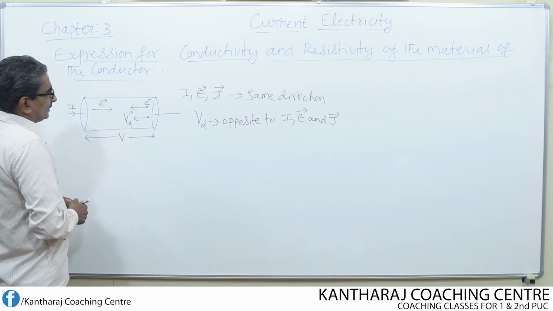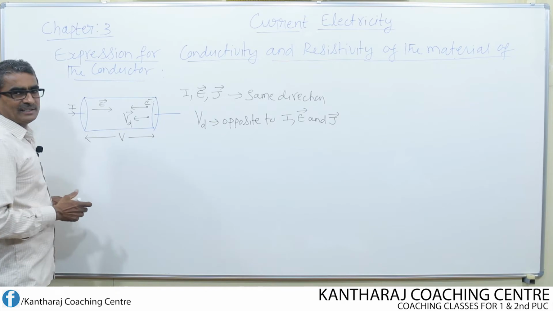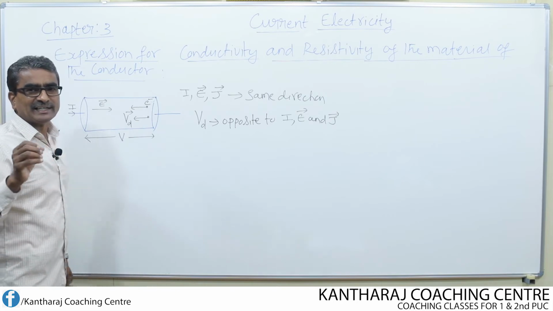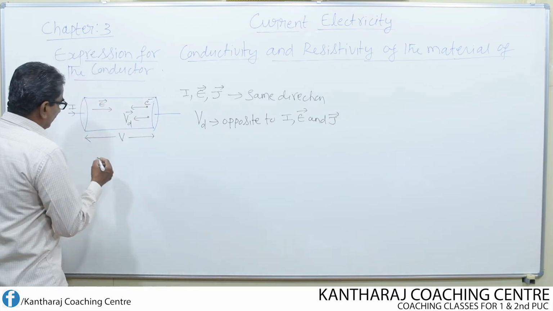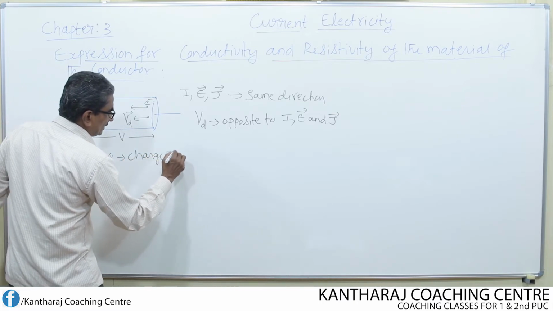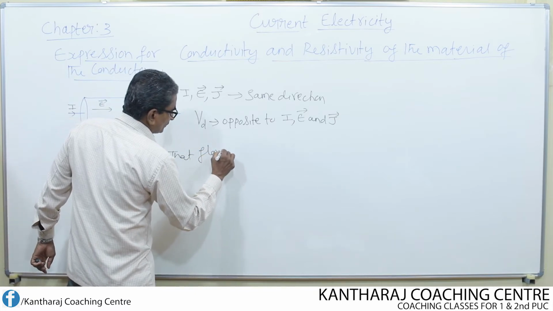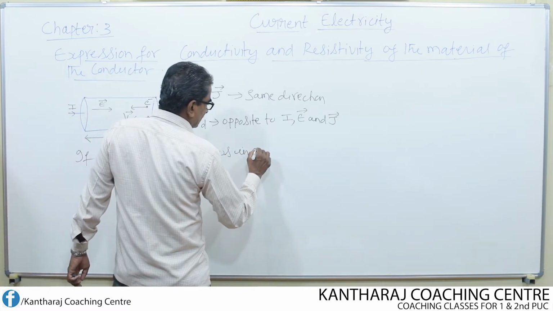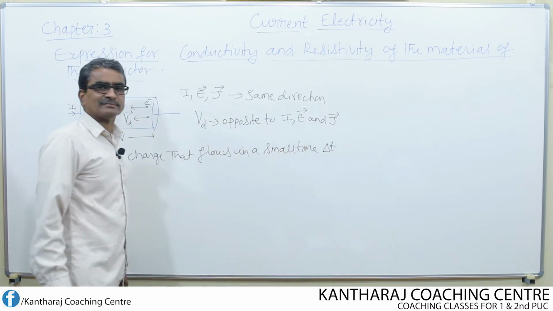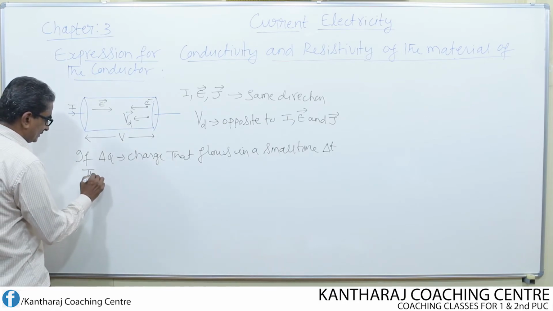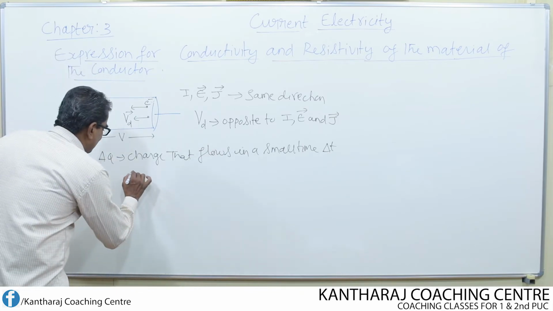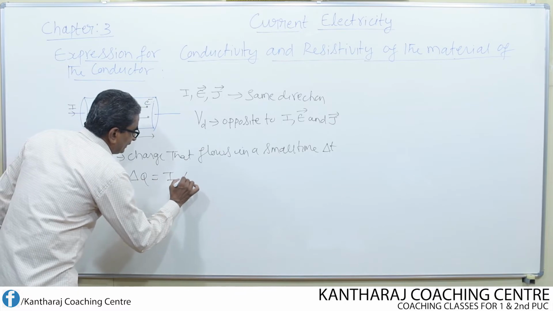Now I consider like this. Let delta Q be the charge that flows through the conductor in a small time delta T. Then I can write like this: delta Q is equal to I into delta T.